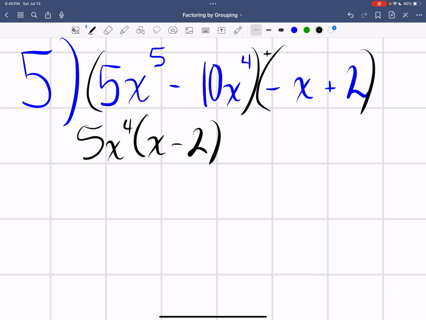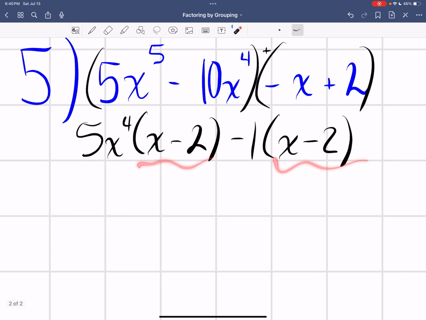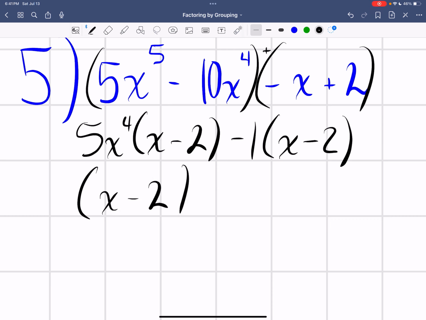Again, while there's no GCF technically for the second group, we do really well to pull out a negative 1, because if we do, what's left is x minus 2, which is the same thing that we had before, right? So you want to be strategic about what you're trying to pull out in order to get those two things in parentheses to be the same. Our final answer is the thing that appeared twice, x minus 2, and the stuff on the outside, 5x to the fourth minus 1.